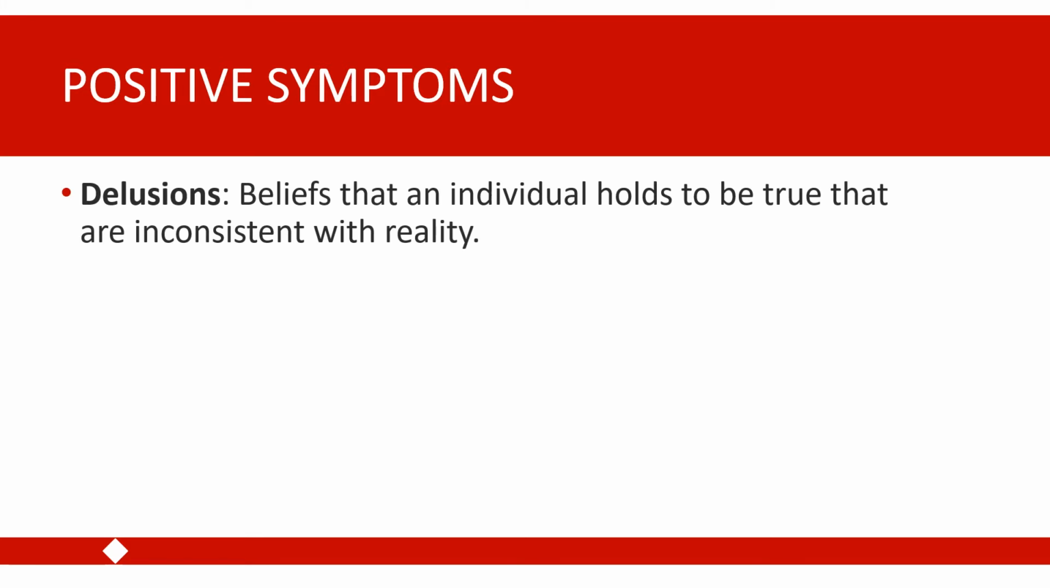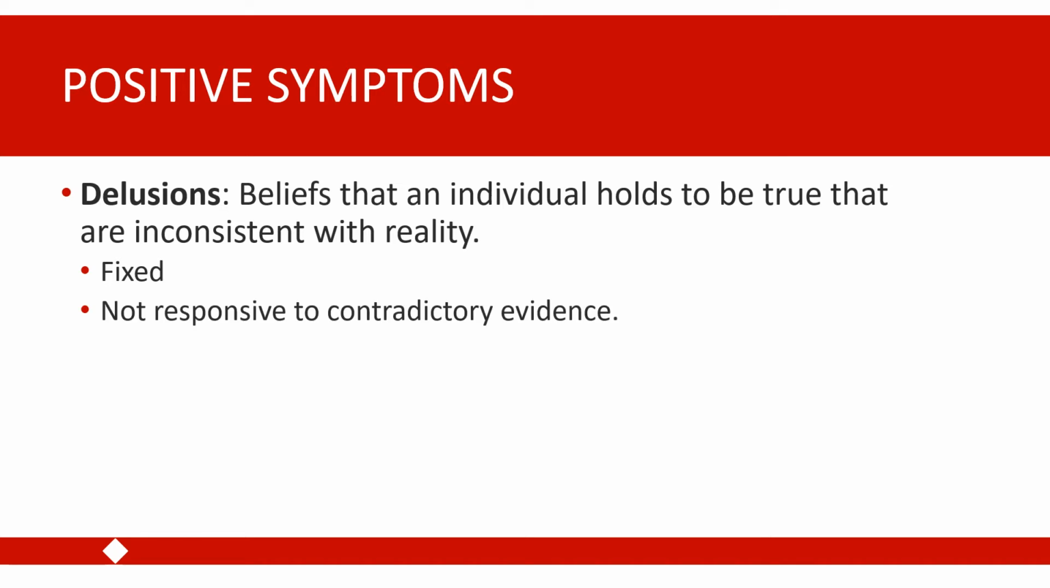So delusions are beliefs that an individual holds to be true that are inconsistent with reality. So delusions have a couple important characteristics. One is that delusions are false. They are false beliefs. They are not consistent with reality. They are fixed, so they stay stable, and they are not responsive to contradictory evidence. So even in the face of evidence or information that goes against this fixed belief, an individual in a state of psychosis will continue to hold that belief. It's important to recognize that delusions should not be classified as delusions when they reflect commonly held cultural beliefs. So rather, these are not only false, but they are also inconsistent with an individual's culture.